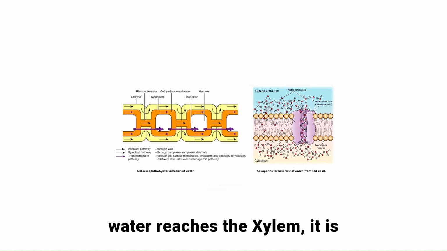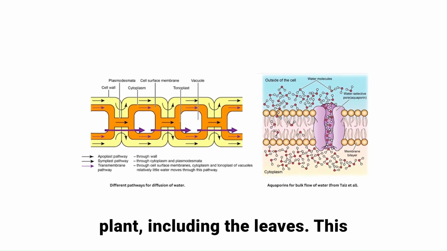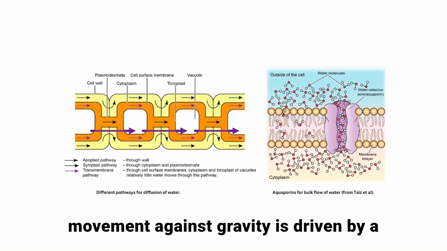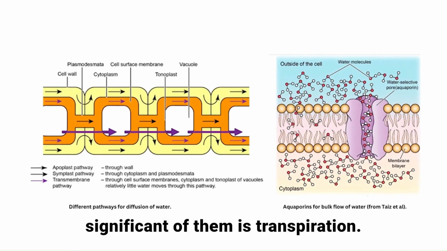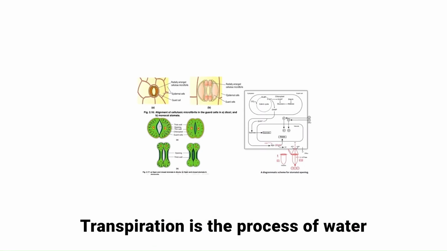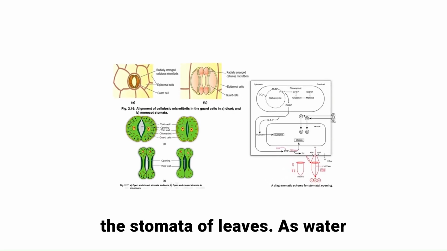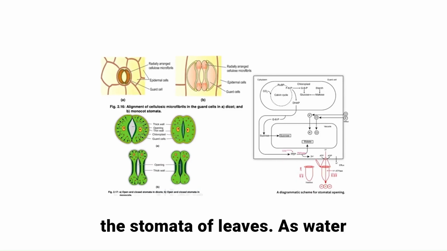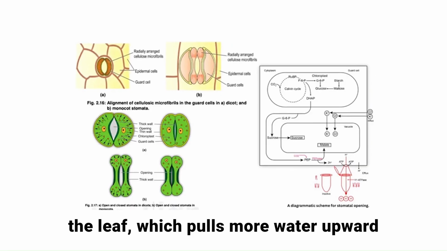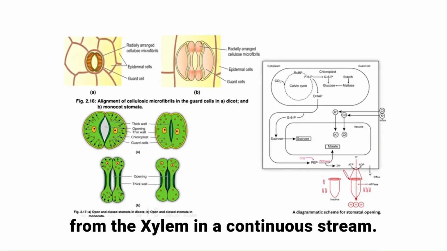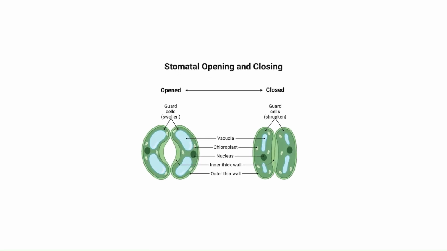Once the water reaches the xylem, it is transported upwards to the rest of the plant, including the leaves. This movement against gravity is driven by a combination of forces, but the most significant of them is transpiration. Transpiration is the process of water loss in the form of vapor from the aerial parts of the plant, mainly through the stomata of leaves. As water evaporates from the surface of mesophyll cells, it creates a negative pressure in the leaf, which pulls more water upward from the xylem in a continuous stream. This is known as the transpiration pull.